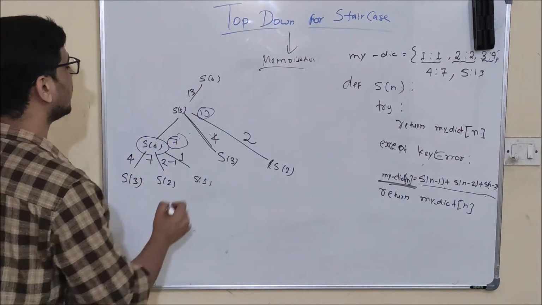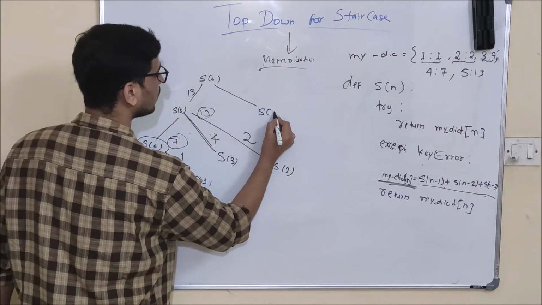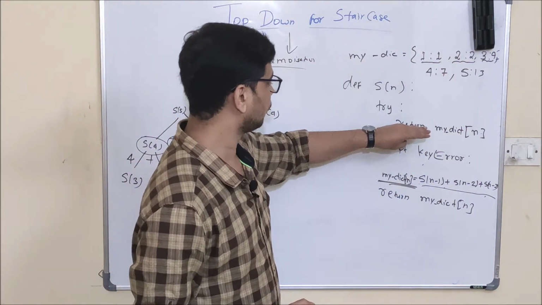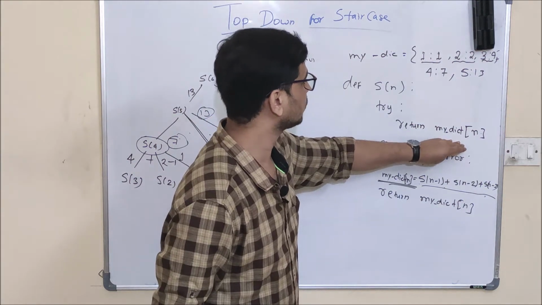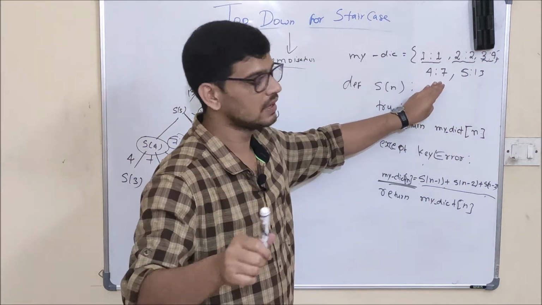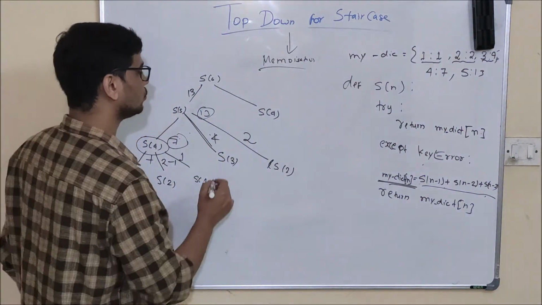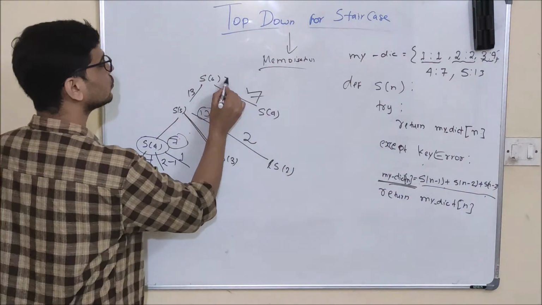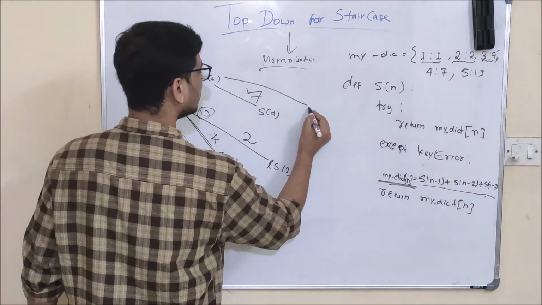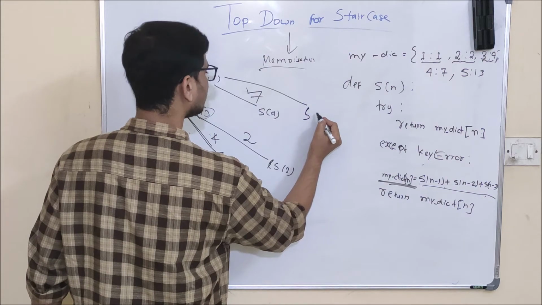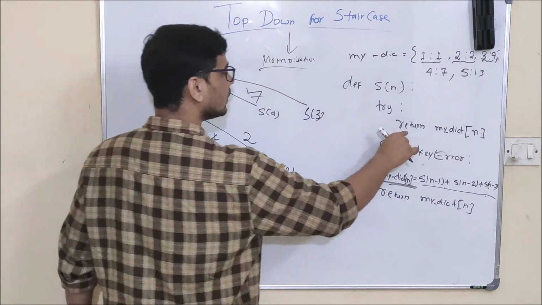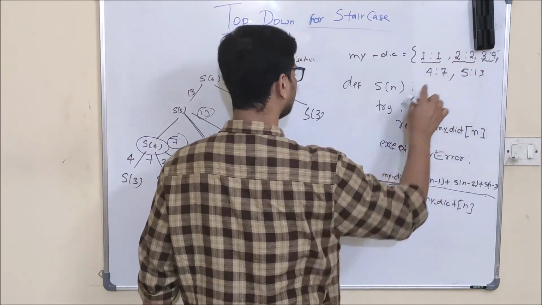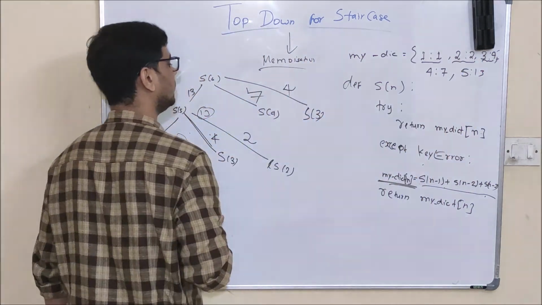Okay, and then S of 6 will call S of 4 here. When S of 4 is called, it will try to return my dict of 4, and this time the value will be there in the dictionary, so it will return 7 from here. Then S of 6 will call S of 3, and in the try block we will try to return my dict of 3, and it is 4, and it will be able to return it from here.